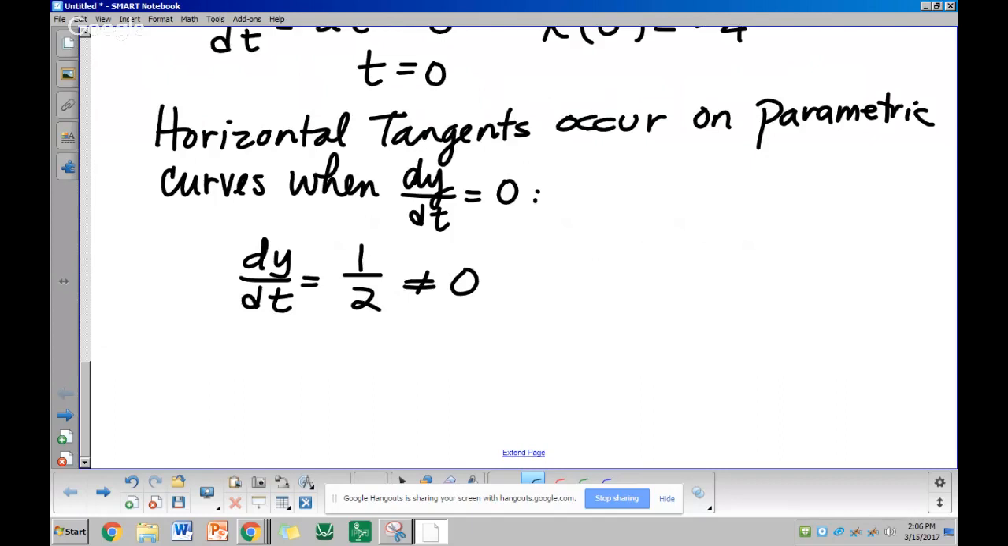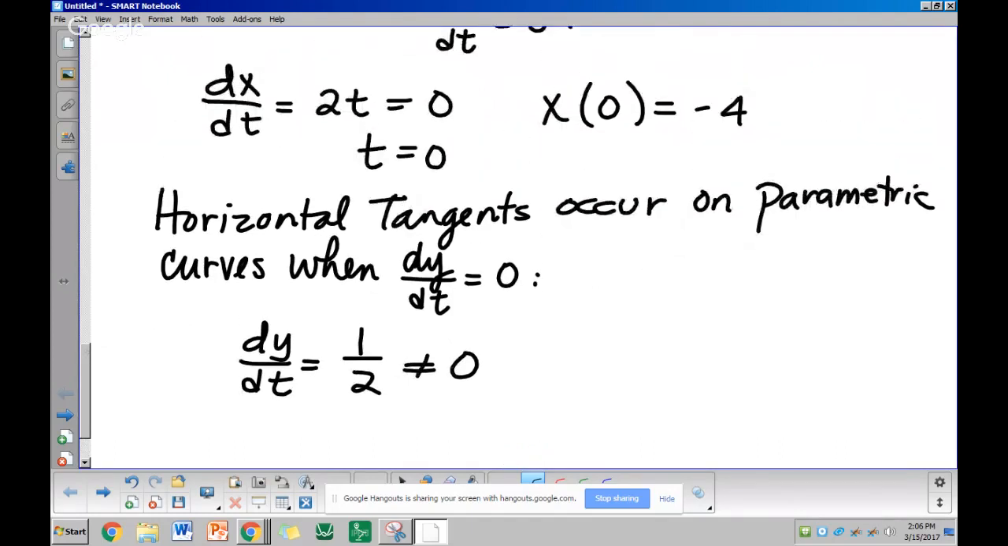So far, the only difference with the calculus of parametrics is that to find the slope, you have to use dy/dt over dx/dt. Your points are defined with parametric curves as x of t, y of t. And your derivative, dy/dx, is itself a function of time. So it's really pretty simple.